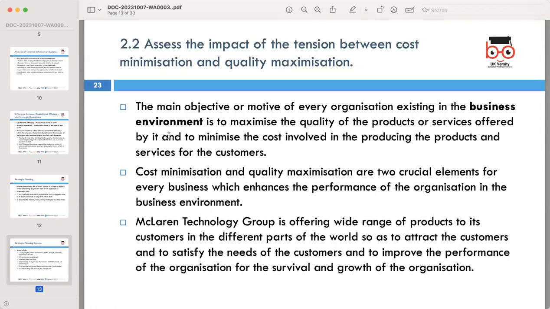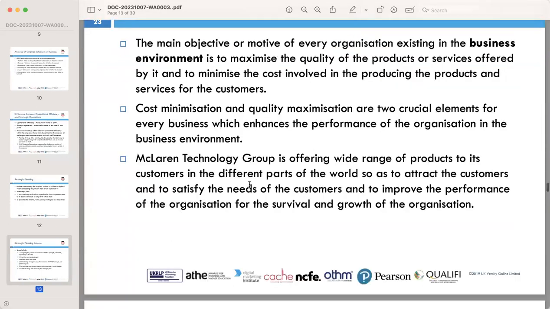So McLaren Technology Group is offering a wide range of products to its customers in different parts of the world, so as to attract the customers and to satisfy the needs of the customers, and to improve the performance of the organization for the survival and growth of the organization.